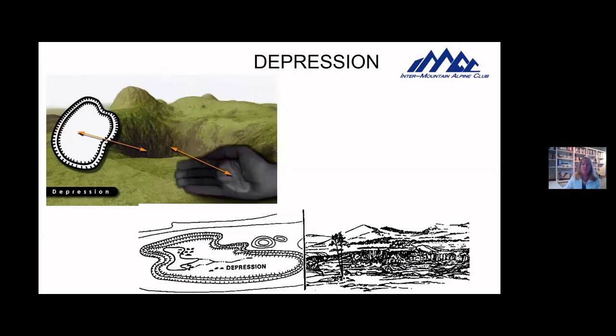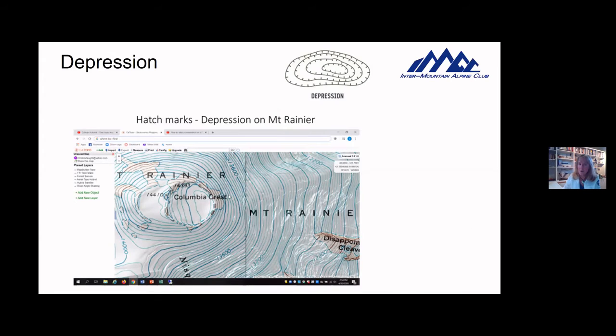Okay, this is a depression. Depressions have hatch lines going in. These are hatch lines going in. This shows a depression like it does right here. You can see the cliff marks are a depression right in here. I rarely see depressions on maps, but I did see one on the top.